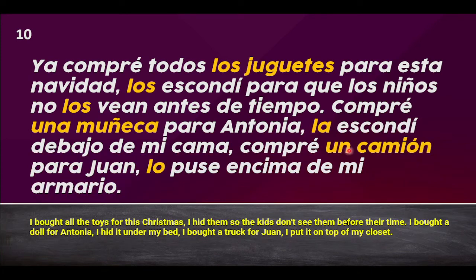Compré un camión. I'm switching subjects. I was talking about a muñeca. Now I'm going to talk about a camión. And I'm going to keep talking about the camión. I don't have to replace it, but it will sound better and not redundant. So with which pronoun should I replace camión? With lo, because camión is masculine. Compré un camión para Juan. Lo puse encima de mi armario. I put it on top of my closet. I have to put lo before the verb because I only have one verb.